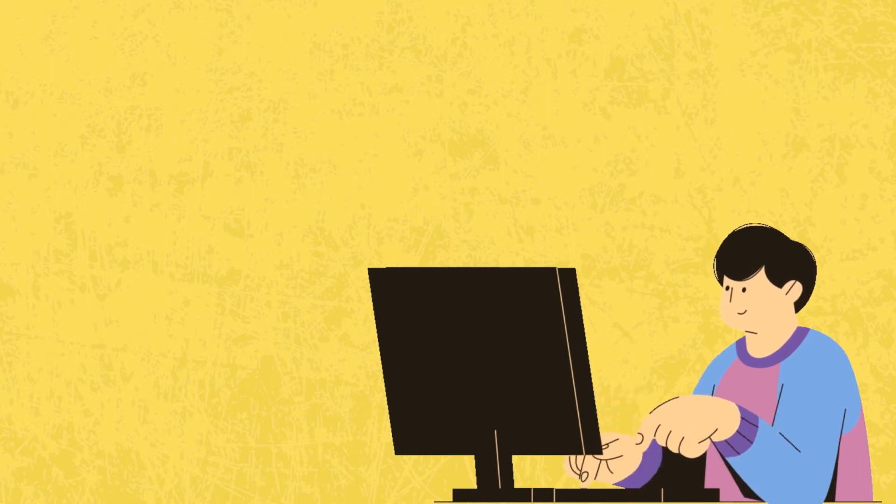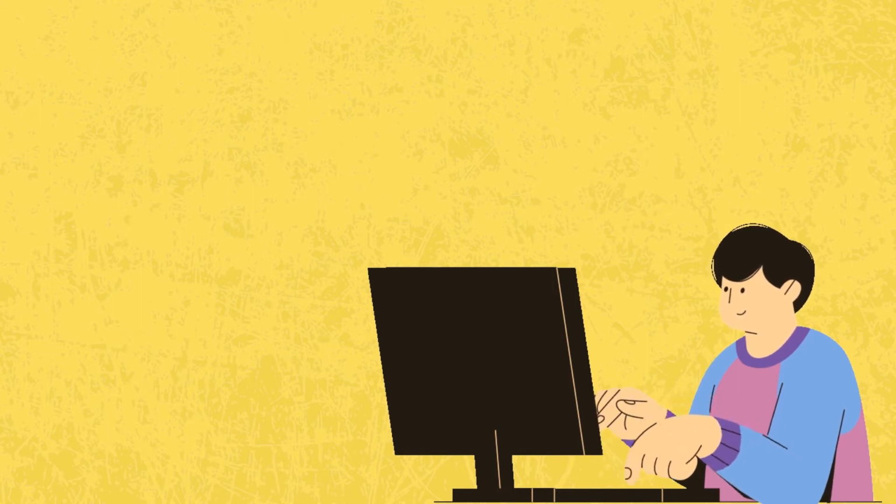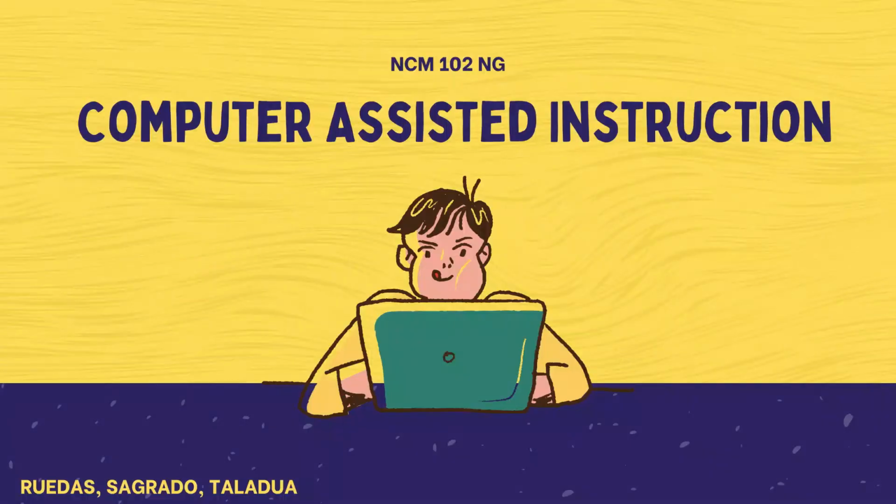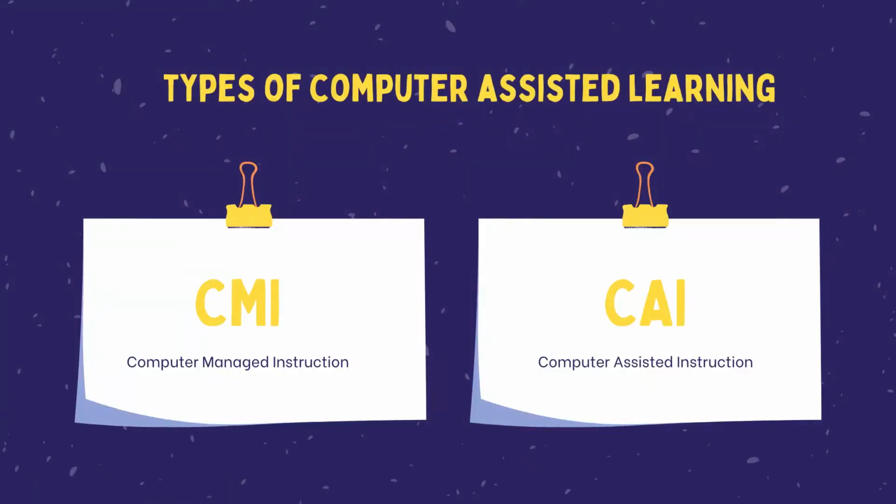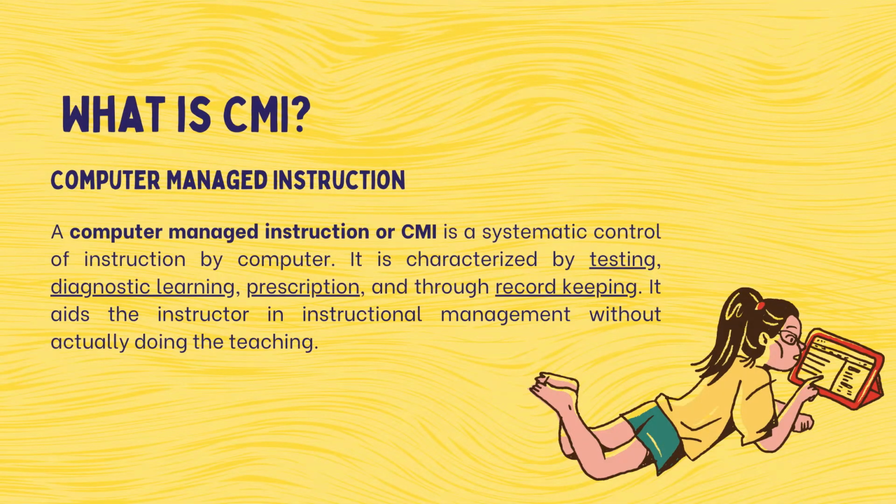So in this presentation, we are going to talk about one of the teaching methods that involves the usage of computers or any gadgets, and that is the computer-assisted instruction or method. There are several types of computer-assisted learning: computer-managed instruction and computer-assisted instruction. A computer-managed instruction or CMI is a systematic control of instruction by computer. It is characterized by testing, diagnostic learning, prescription, and through record keeping. It aids the instructor in instructional management without actually doing the teaching.